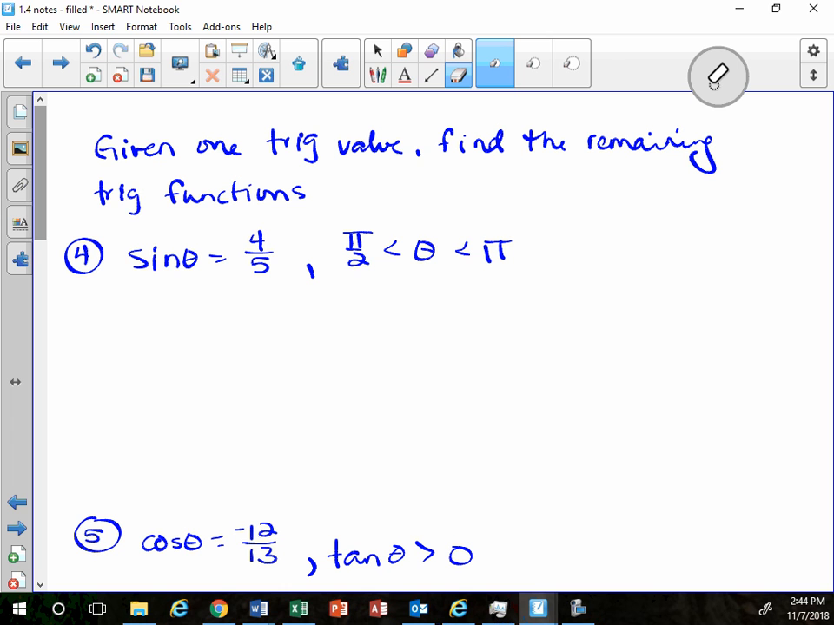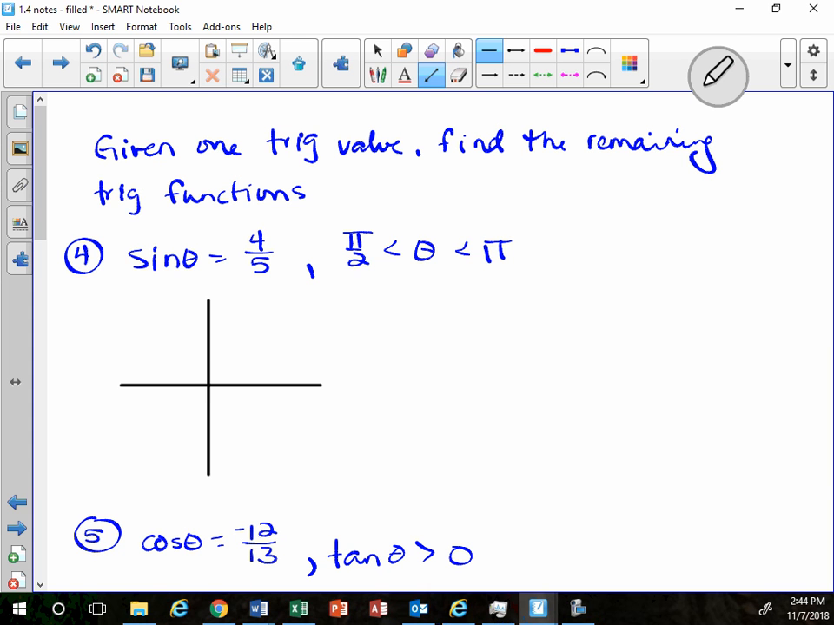Guys, this is not that different from what we were just doing. So let me show you. All right, we have to figure out what quadrant we're drawing this in. Sine is positive. Okay, so hypotenuse is always positive. My opposite must also be positive. Then I tell you the angle is between pi over 2 and pi.